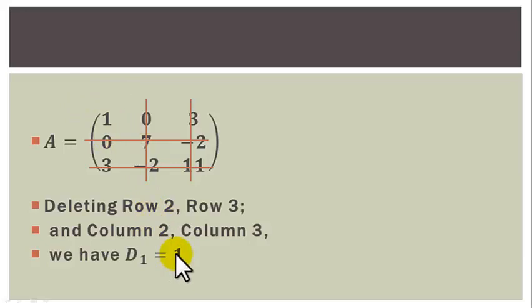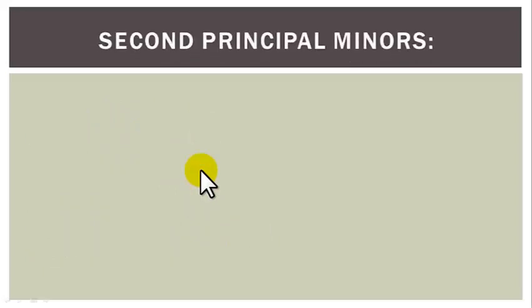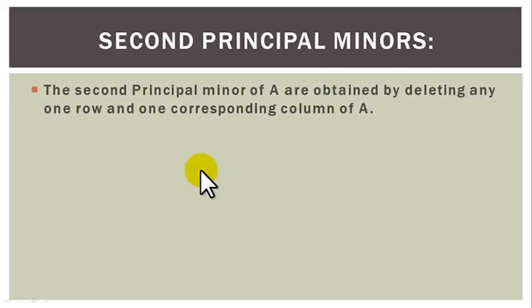So we notice that for a 3 by 3 matrix A, the first principal minors of A are the leading diagonal elements 1, 7, and 11. Now let us obtain the second principal minors. The second principal minors of A are obtained by deleting any 1 row and corresponding column of A. Here for the second principal minor, we are putting k equals 2. So n minus k will be 3 minus 2, which is 1. That is why we are deleting 1 row and 1 column.